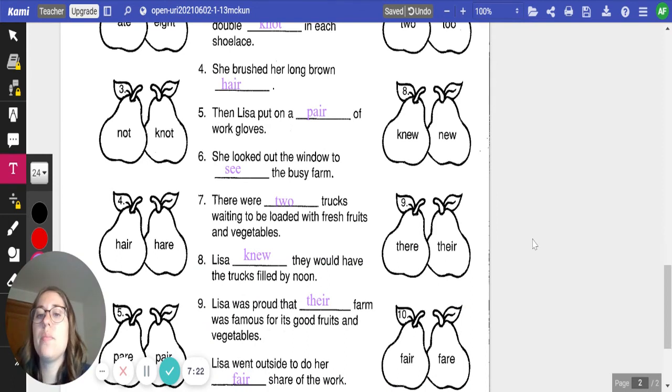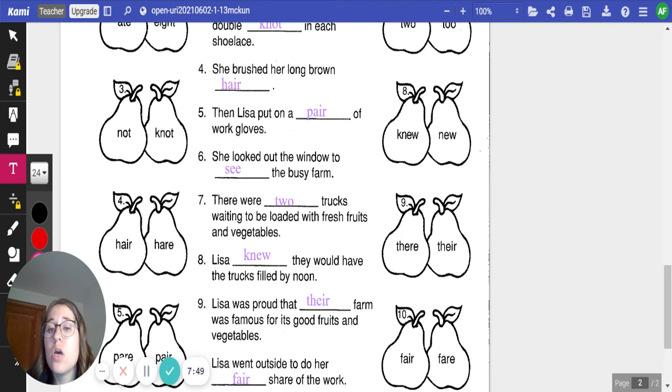All right, let's review them. Number 4, she brushed her long brown hair. This is spelled H-A-I-R, meaning the hair on your head. H-A-R-E means like a rabbit, a hare. Number 5 is pair, P-A-I-R, meaning a pair of something, a set of something. The other pair, P-A-R-E, means to trim or to cut something.